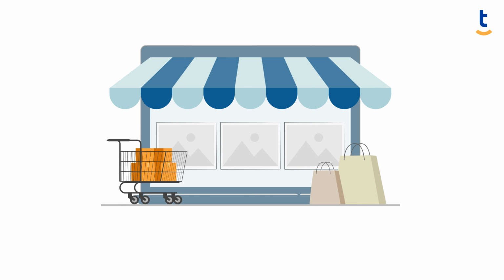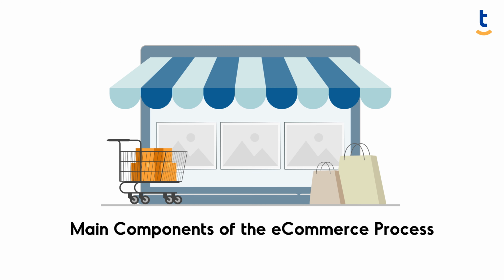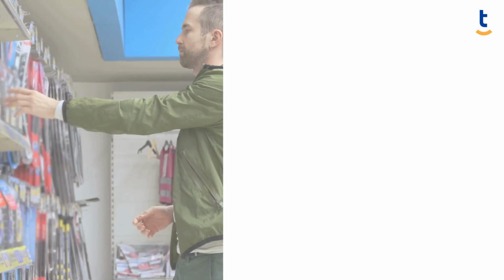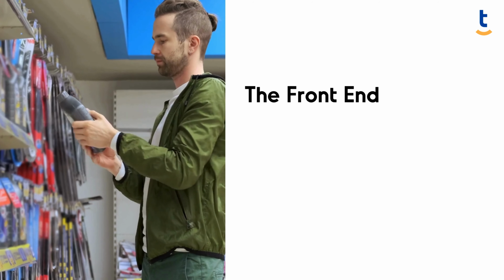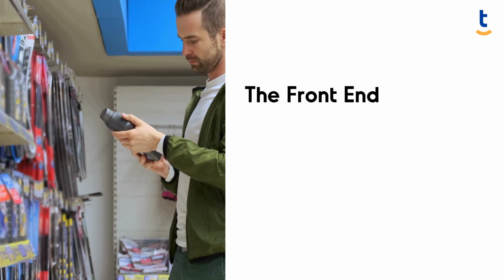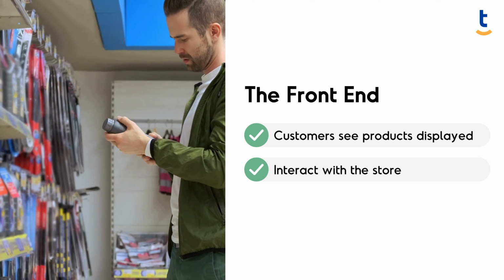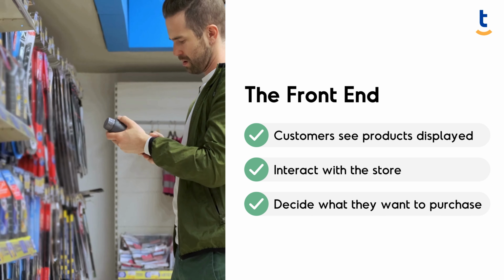To better understand how e-commerce works, let's take a look at the main components of the e-commerce process. These components can be divided into two key areas: the front end and the back end. Imagine the front end as the storefront in the physical world. It's where customers see products displayed, where they interact with the store, and finally decide what they want to purchase.